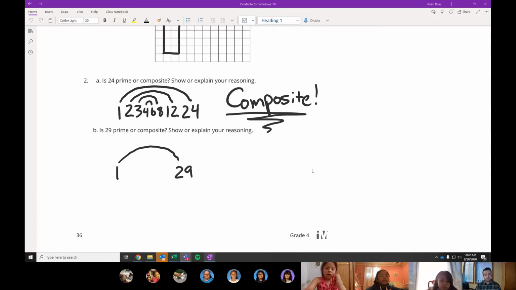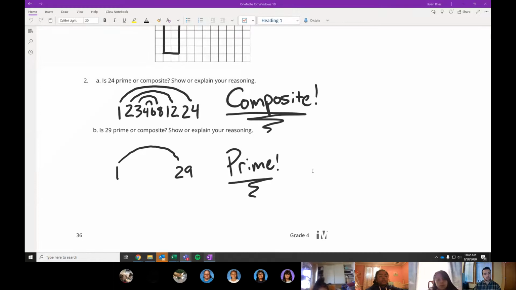So is this prime or composite? Well, it is a prime number because the only factor pair is 1 and itself, 1 and the number, 1 and 29. Okay, any questions on 2?